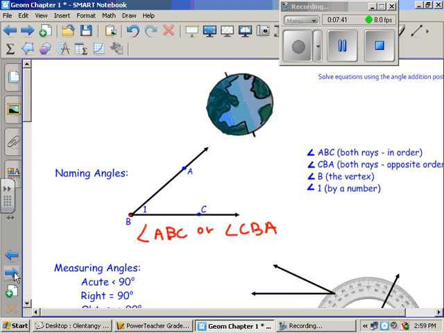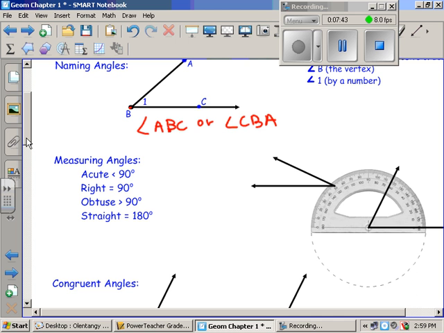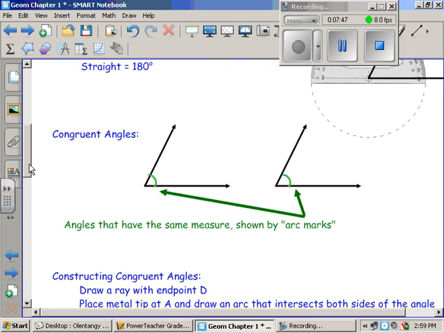All right, now we've already covered acute, right, obtuse, and straight. We've covered how to measure an angle. Just like tick marks tell that segments are congruent, these little arc marks tell that angles are congruent. So if you see those little marks on two angles, it's telling you, hey, these angles have the same measure.